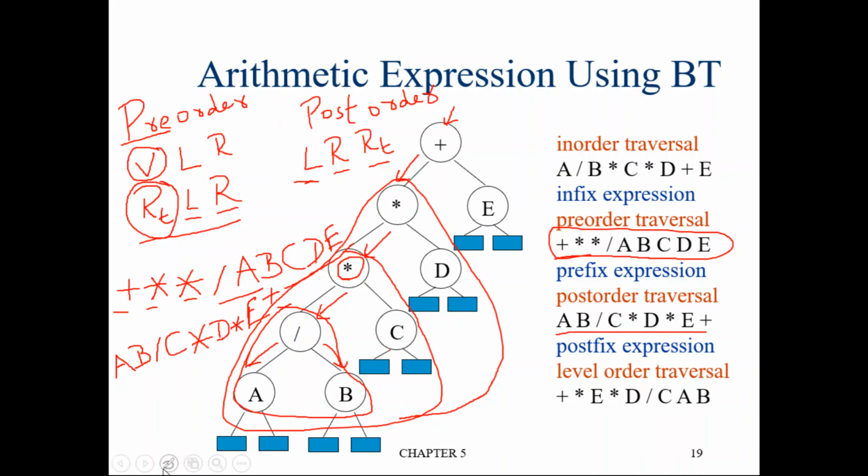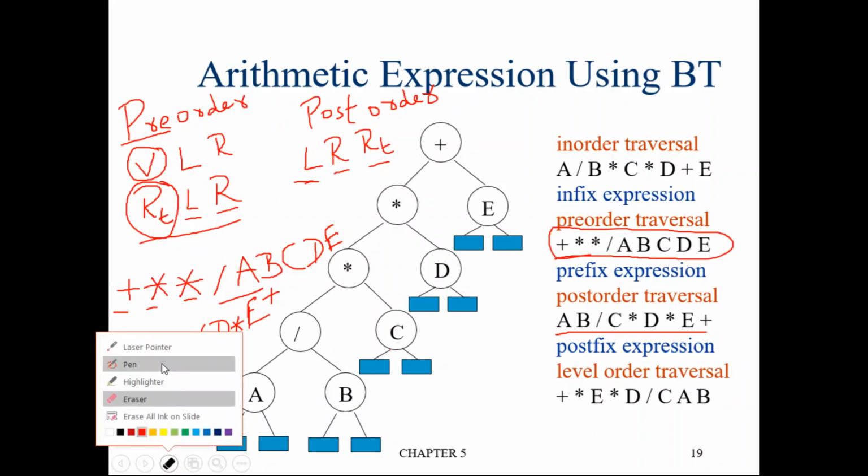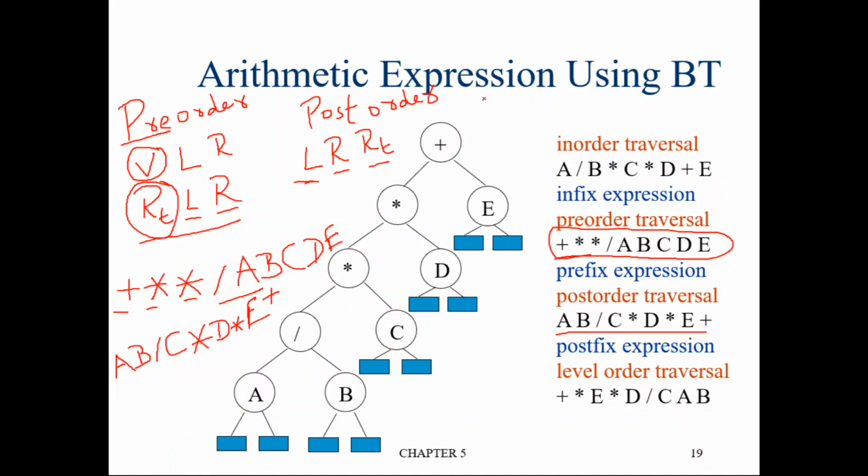Now let us see what is meant by in order traversal. In order traversal says that first the left should be visited, then the root and then the right. Such traversal is called in order traversal. First visit the left child, then visit the root node, then visit the right child. This way of traversing is called in order traversal.